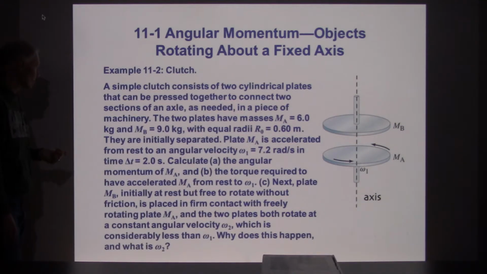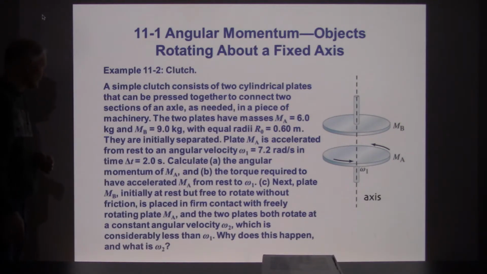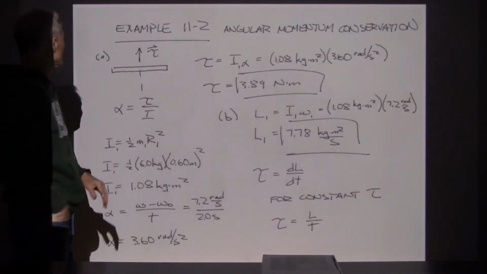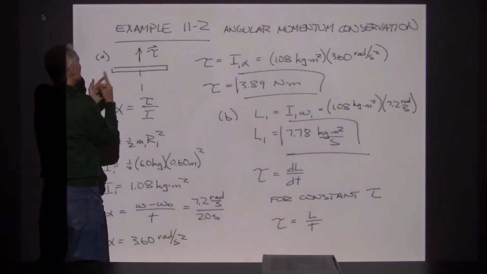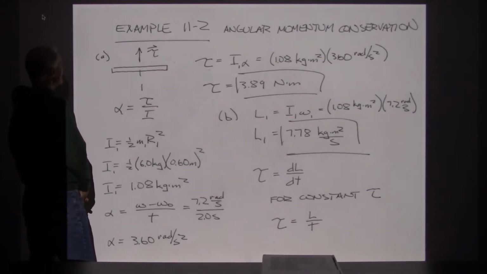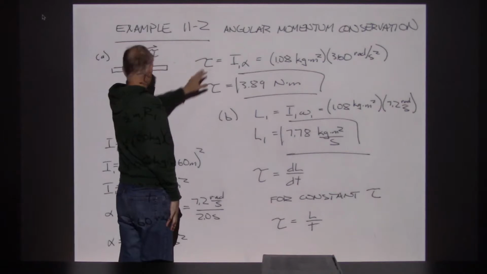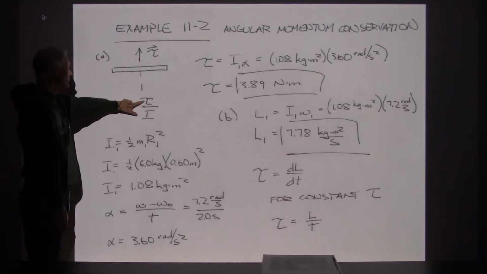So calculate the angular momentum, calculate the torque required to accelerate that plate, and then have the plate that's at rest, plate B or plate 2, drop and come into contact. So let's take a look and see what happens with all of this. There's a lot going on here. First of all, I'm going to take that first plate, because that's the one they're asking about at first. So we're going to say that there's a torque required to create an acceleration. I'm going to need some kind of torque to create the acceleration.